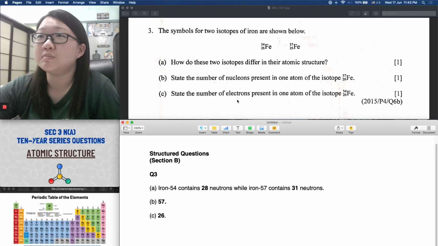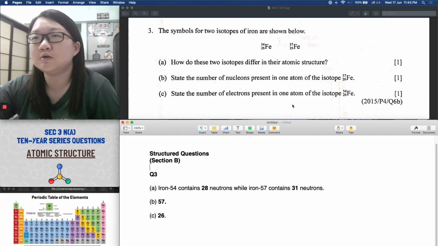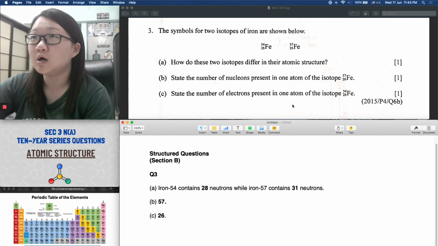The bigger number. Then part C, state the number of electrons present in one atom of this isotope of iron 54. We are still talking about atoms, so using the relationship that number of protons equals number of electrons, we can know that the number of electrons present is 26. Just use this number. So the answer is 26.